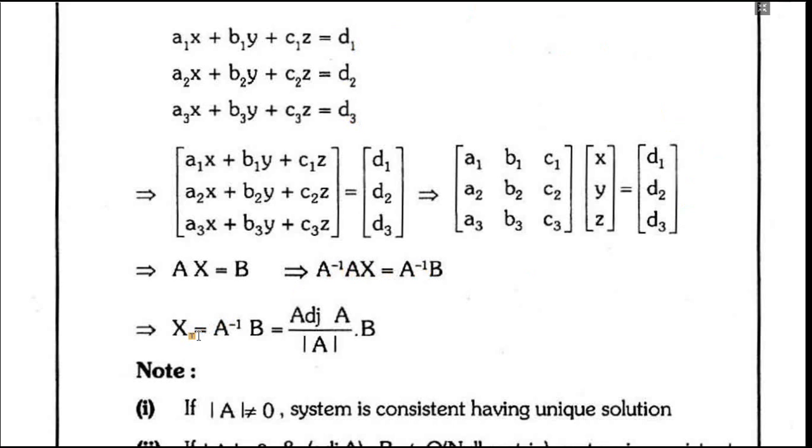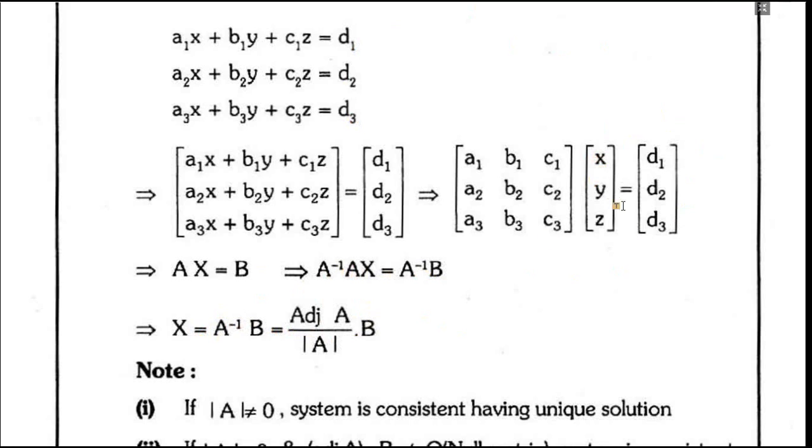A is what? The matrix of coefficients of x, y, z. X is what? Sorry, this is the column matrix with x, y, z. B is the constant matrix, the constants d1, d2, d3. For this we pre-multiply by A inverse: A inverse AX equals A inverse B. Then A inverse A is the identity matrix. That's all. X equals A inverse B.